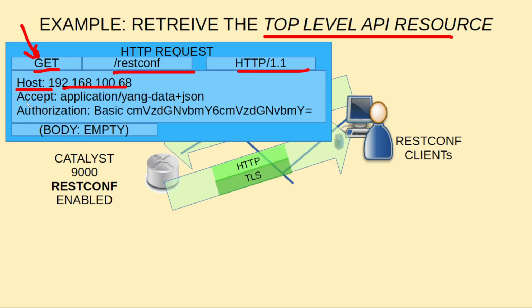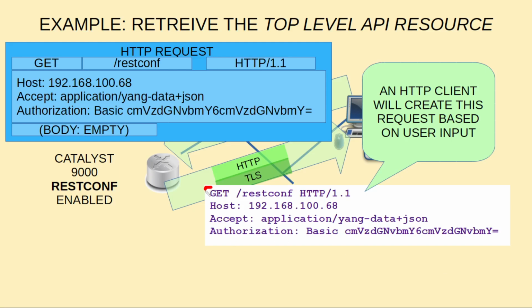We want the server to respond to us in JSON format, and we are going to include the basic authorization header because we are providing a username and a password to authenticate ourselves to the server. We are not including a body because all the necessary information is included here in the URI. This is how the HTTP request will look like.